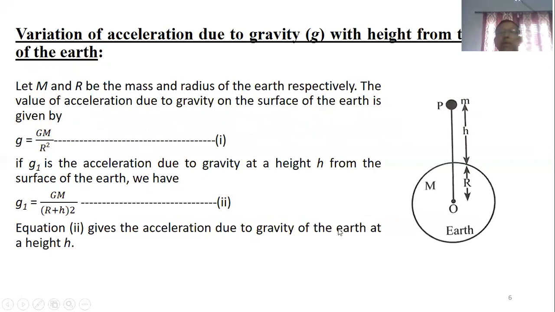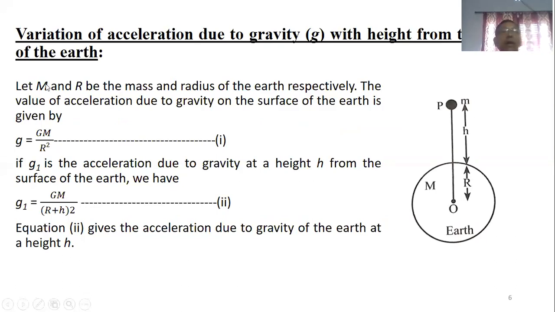The acceleration due to gravity depends on the mass of the heavenly body like the earth and the radius of the heavenly body, so that it varies with the factors of acceleration due to gravity. Here we discuss the variation of acceleration due to gravity with height from the surface of the earth.